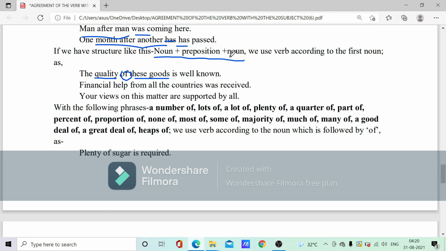The quality of these goods, right: noun plus preposition plus noun. And if you find such kind of structures, then the verb would come according to the first noun. Which one is the first noun? This one, right. The verb comes according to 'quality', so 'is' is used here, right.